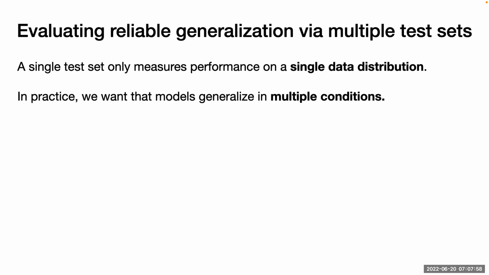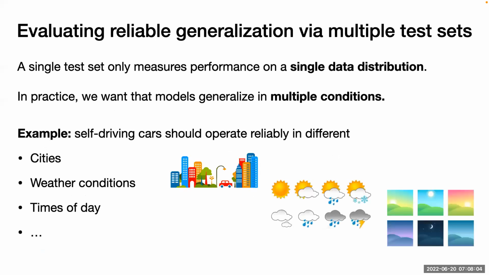And in practice, what we often want is that the model should generalize reliably in a variety of different conditions. So for instance, if we have a self-driving car, we want to make sure that it's not only driving well in expectation across the US, but it should drive well in every individual city that we deploy our self-driving car service on. The same is true for different weather conditions, time of day, and so on.